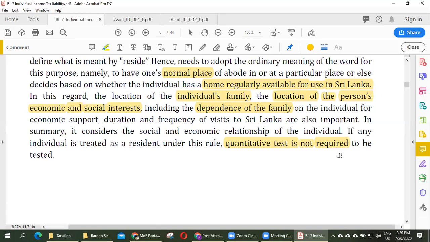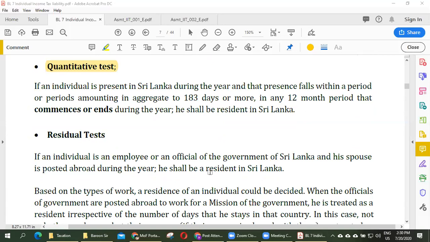When we apply the qualitative test, there is no need to worry about the quantitative test. The quantitative test means the number of days he spent in Sri Lanka. No matter. He's a resident because he is maintaining a good, strong relationship in Sri Lanka. Right, resident. Now the quantitative test.